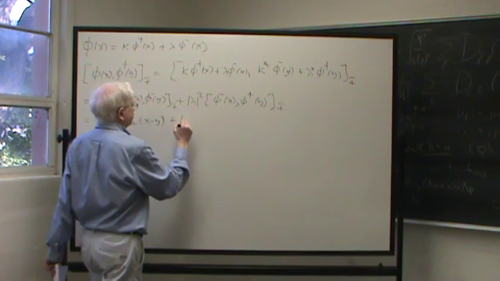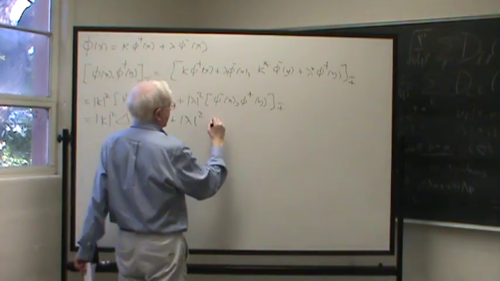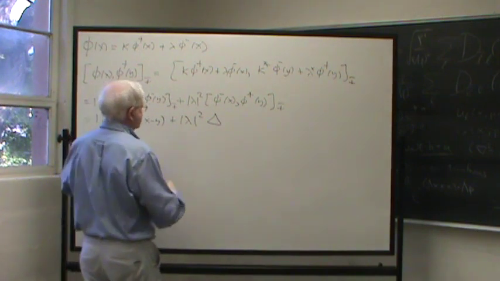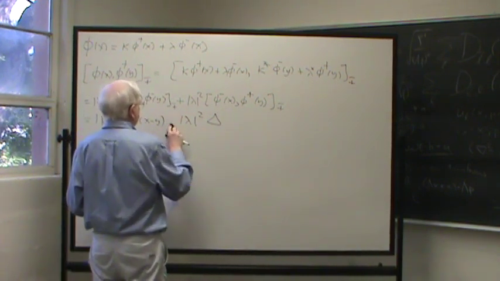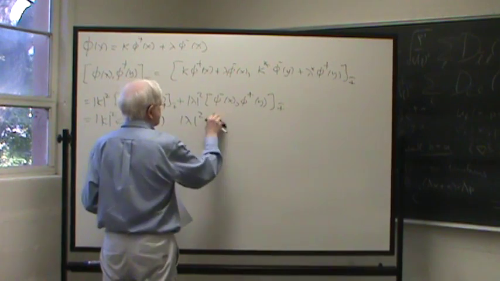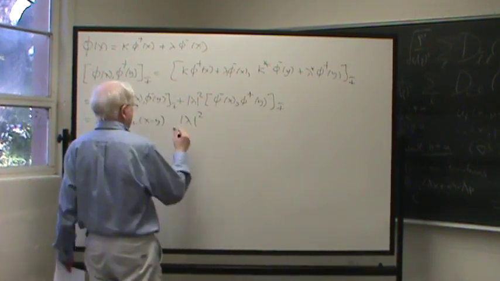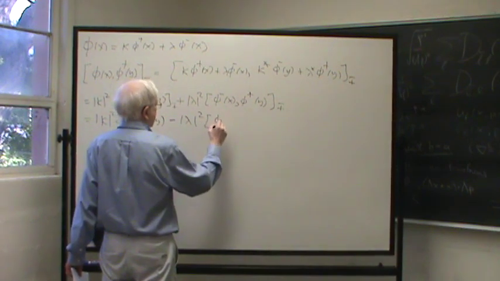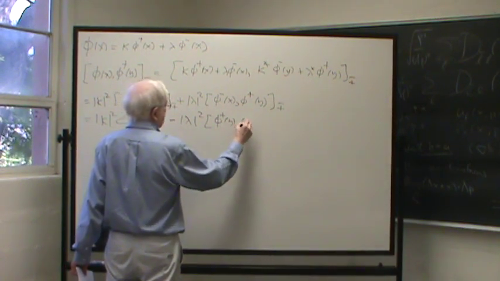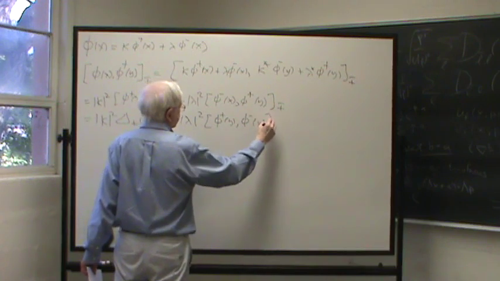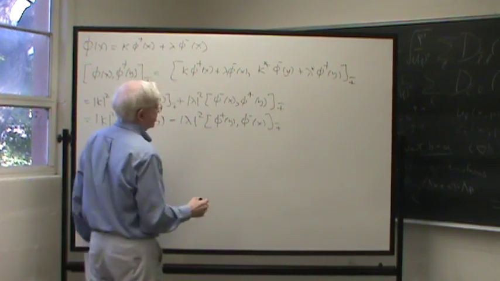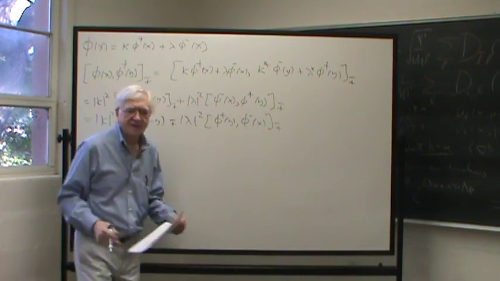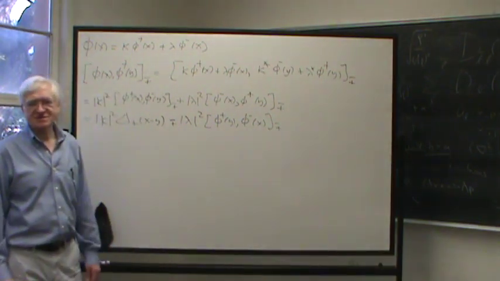And this one is also, well, it is minus. So let me do this in two steps to make it clear. Minus lambda squared, phi plus of y, phi minus of x. And it's not what I just said, it's minus or plus stuff. Okay, so I'm screwing this thing up royally.